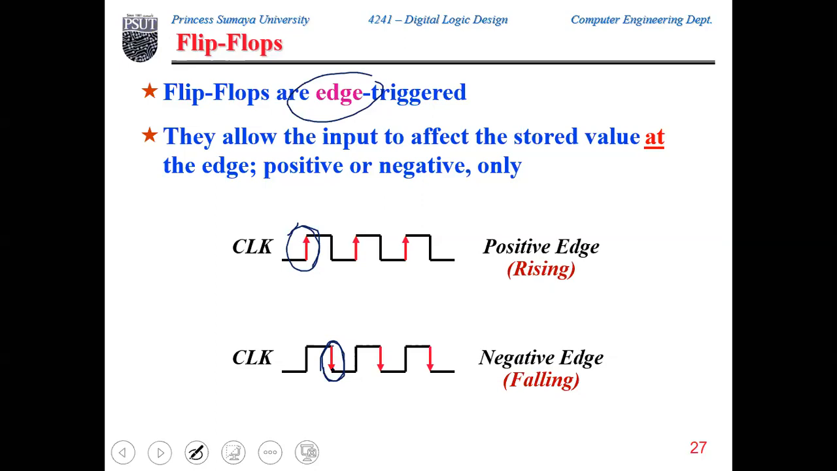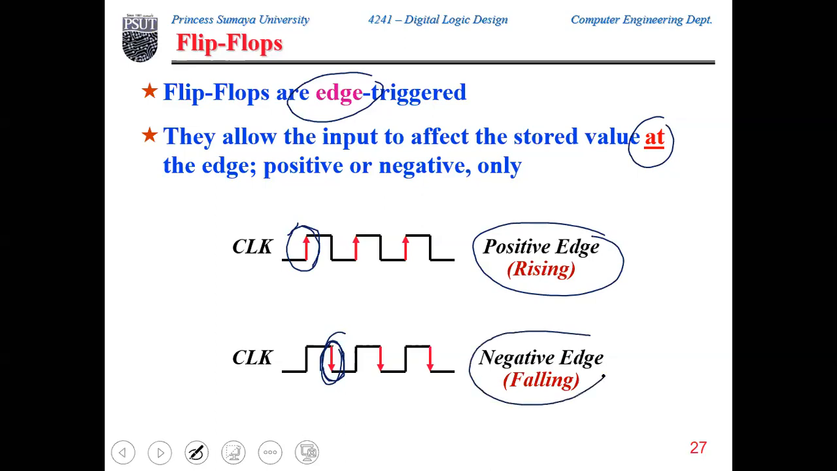So in order to define this specific instant of time in digital systems, basically we have to monitor either the transition from low to high, which is called the positive edge or the rising edge, or we monitor the transition from high to low, which is basically called the negative edge or the falling edge.